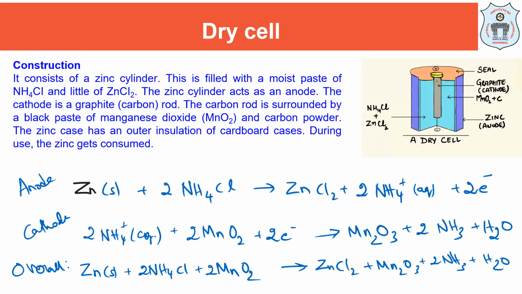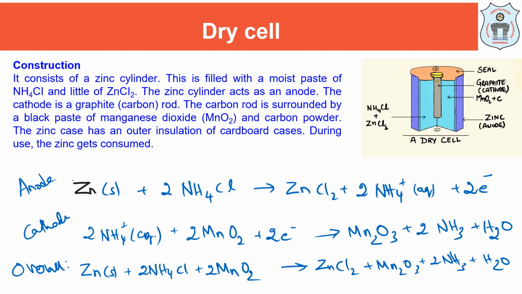A typical dry cell consists of a zinc cylinder which is filled with a moist paste of ammonium chloride and a little zinc chloride. The zinc cylinder acts as the anode. The cathode is a graphite rod. The carbon rod is surrounded by a black paste of manganese dioxide and carbon powder. The zinc case has an outer insulation of cardboard. During usage, the zinc will get consumed. So this is a single-use battery. That means as the zinc is being consumed, the battery life will come to an end.